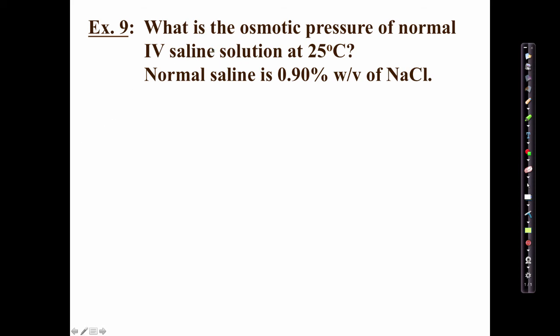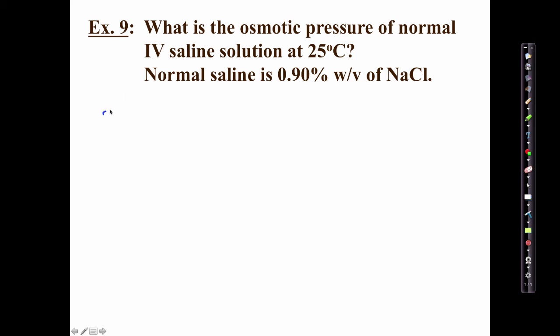So example 9, what is the osmotic pressure of normal IV saline solution at 25 degrees Celsius? Normal IV saline is what you would get at a hospital for rehydration, and we are given that normal saline is 0.90% W/V. The W/V here stands for weight to volume, so that's another type of concentration unit that can be used, and so it's 0.90% weight to volume of NaCl.